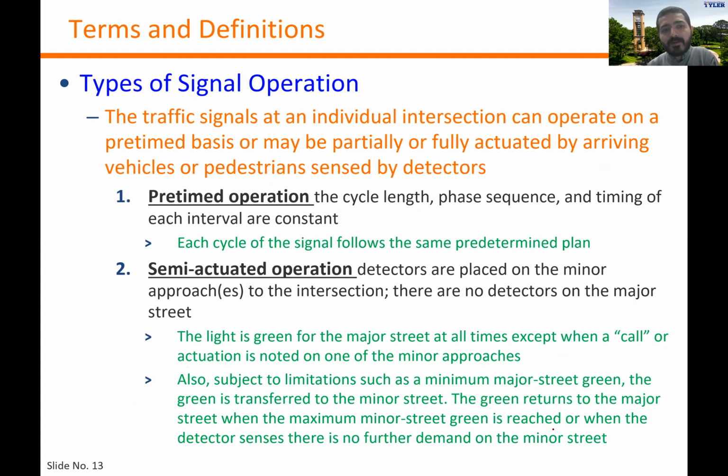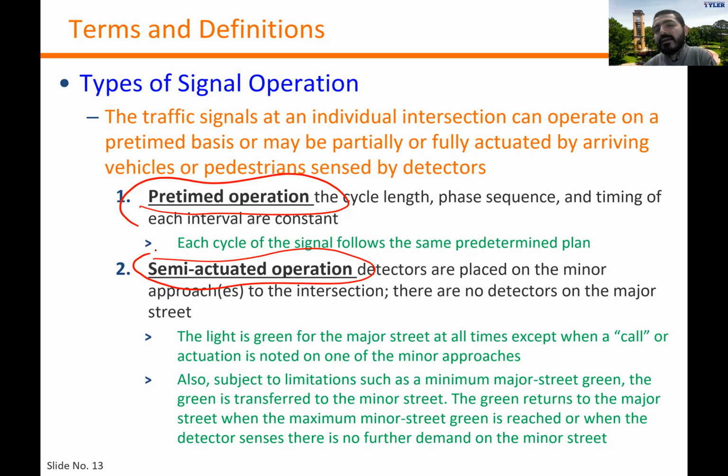We also talked about what type of signal operations we have. We have the pre-timed operation, and we have the semi-actuated versus the fully actuated operation. Pre-timed operation, again, this is if you get stuck in a traffic signal in the middle of the night and you are the only one at the intersection, and you wonder why you are staying there and the red light is still lasting like forever. This is because it's pre-timed.